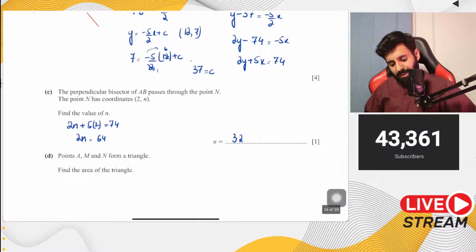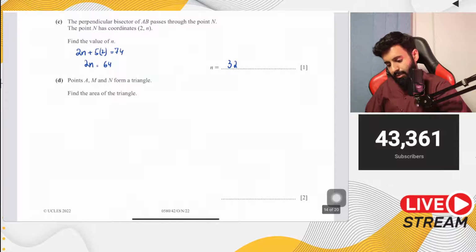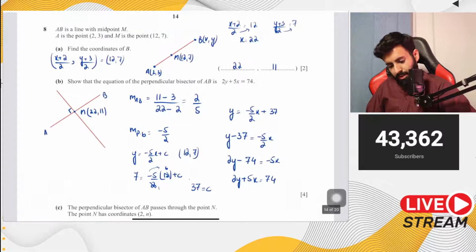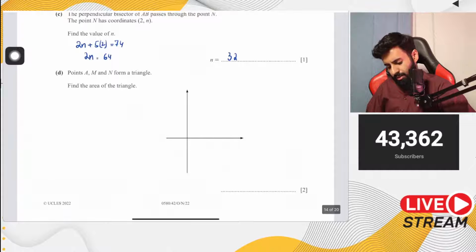Then it says points A, M, and N form a triangle. Find the area of the triangle. Points A, M, and N. So where exactly is point A? Point A is here, (2, 3). So let's try and mark that. Somewhere over here is (2, 3). So this is point A. Point N is (2, 32).